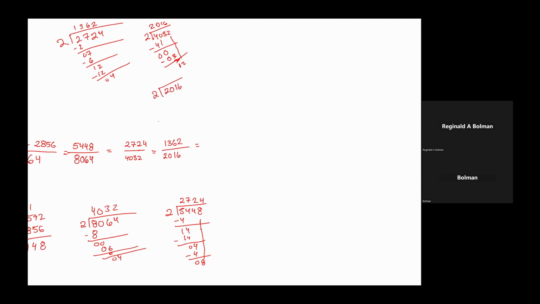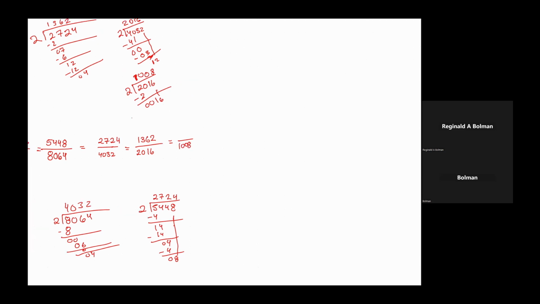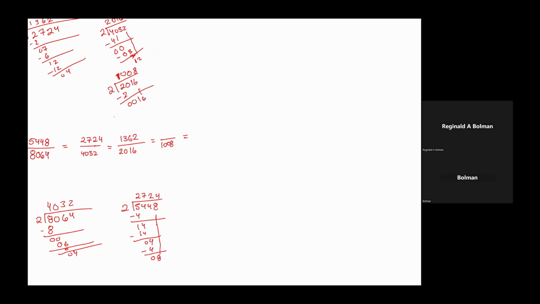2 into 2 goes 1 time. 1 times 2 is 2. 2 goes into 0 0 times. 2 goes into 1 0 times. And 2 goes into 16 8 times. So you should be able to reduce this to 1008. Which should be able to be reduced to 504, because 504 times 2 should give you 1008.